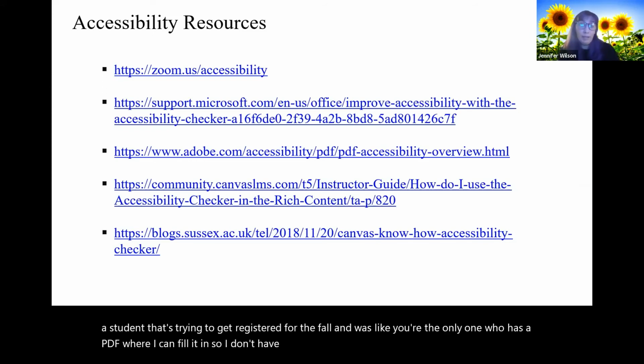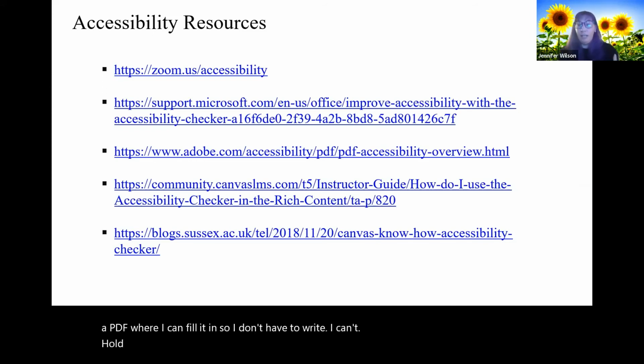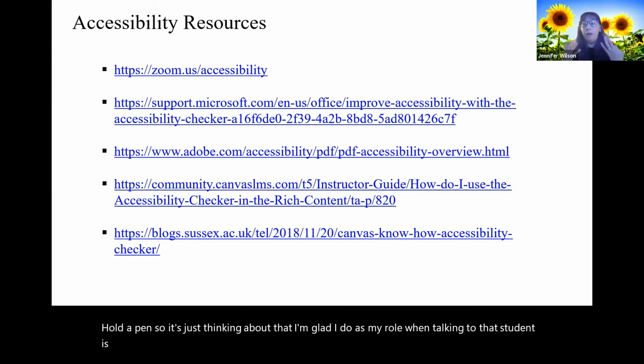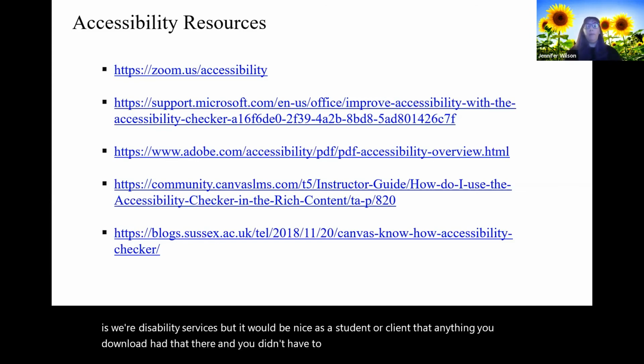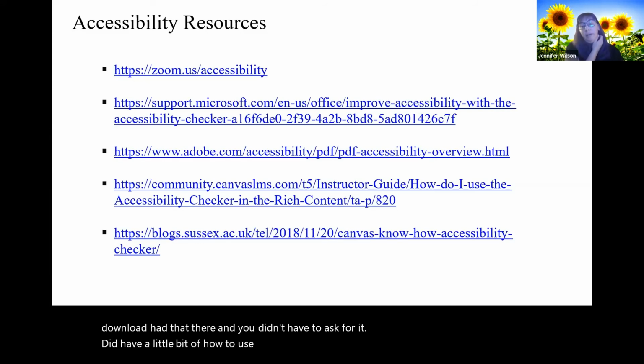I can't hold a pen. So it's just thinking about that. I'm glad I do, as my role when talking to that student is for disability services, but wouldn't it be nice as a student or a client that anything you download had that there and you didn't have to ask for it. I did have a little bit of how to use Canvas just in case anybody was interested in that.